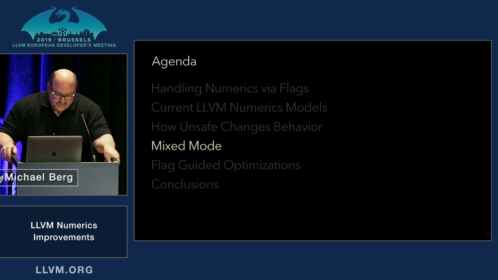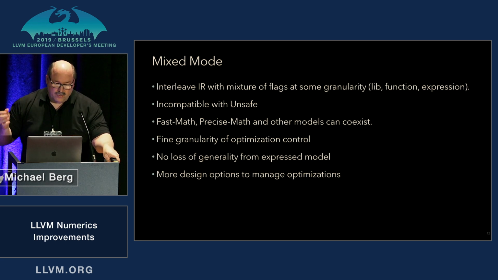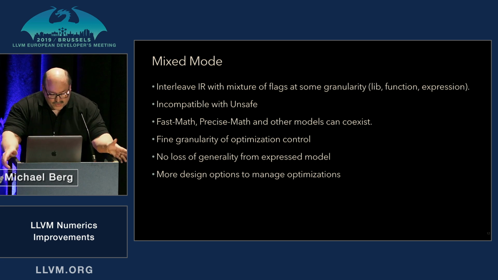Now, an interesting new mode, mixed mode, is an application that may not be fast at all, where we could interleave IR with a mixture of flags, at some granularity of control. And so you could do this at the library boundary, you can do this in a function boundary, or you can do it all the way down to expressions. Basically, you can apply whatever control that you want in your emitted code by applying the model that knows how to manage the interface at these levels. And of course, you're not going to be using unsafe in that environment.